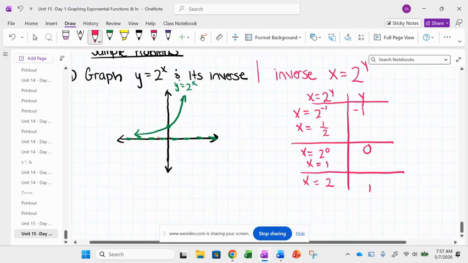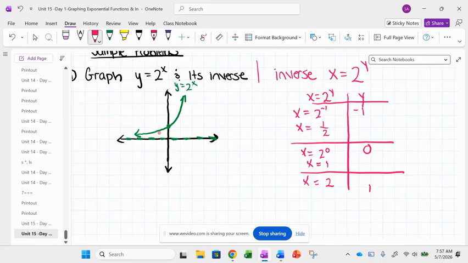We have the point a half, -1. Sorry, I read that wrong. A half, -1, about right here. We have the point, oh, sorry, 1, 0, not 2, 0. 1, 0. And we have the point 2, 1.